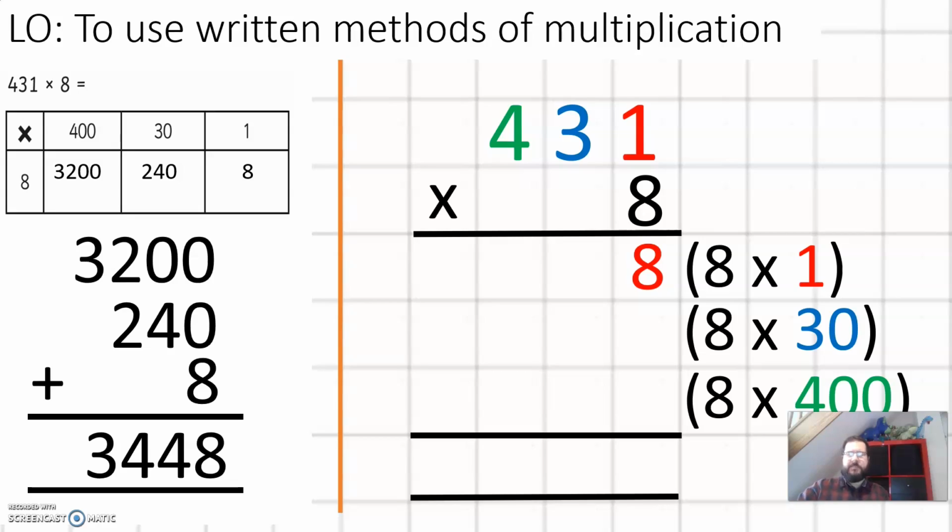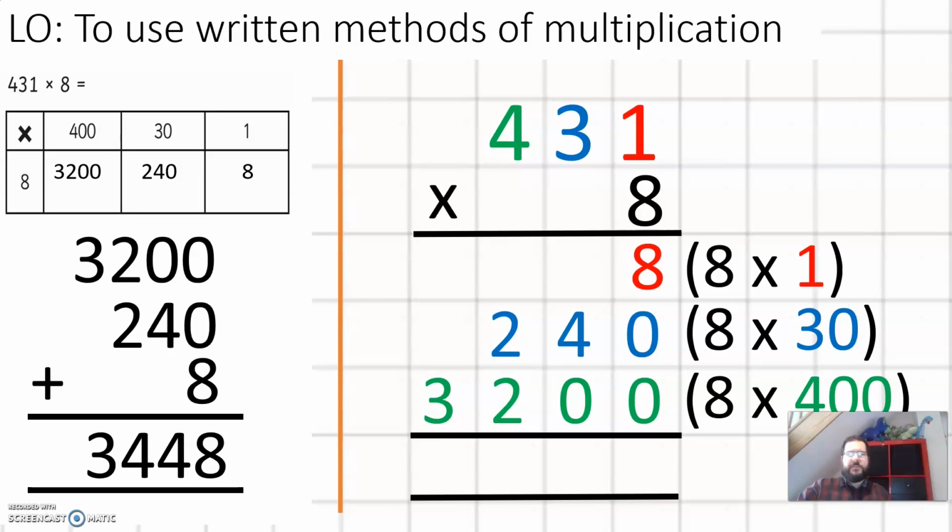Then we do 8 times 30, which is 240. Again, making sure that the 2 goes into the hundreds, the 4 goes into the tens, and the 0 goes into the 1's place value. And then 8 times 400 is 3,200. Again, making sure everything is in the correct place value. It's really important today you make sure everything goes in the correct place value. Then what we do is we add all those together.